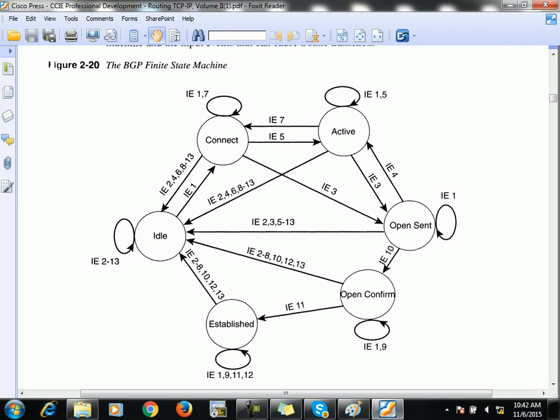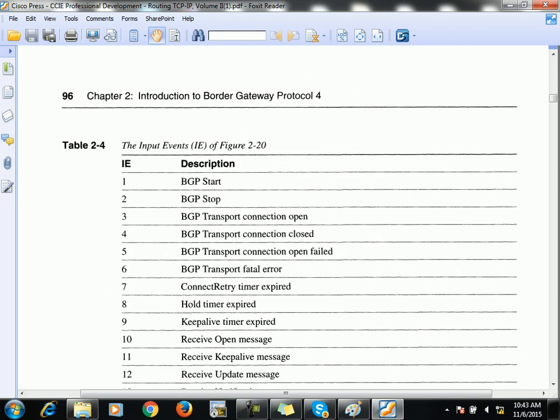Now while it is trying to form the TCP connection, there will be only two things: either the TCP connection will be formed successfully. If the TCP connection forms successfully, if your transport connection is opened successfully, which means input event 3, it will directly move from connect to open sent state. As you can look at here, 3 is BGP transport connection open.